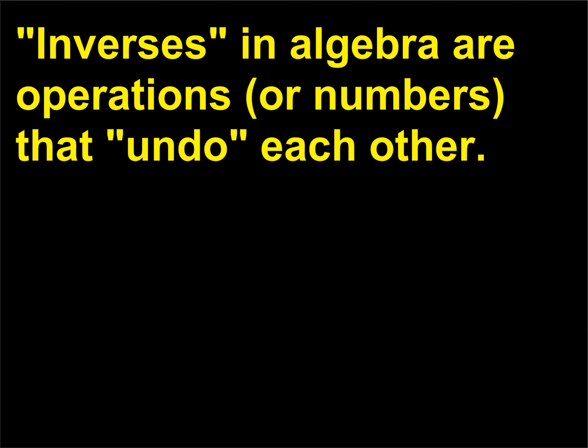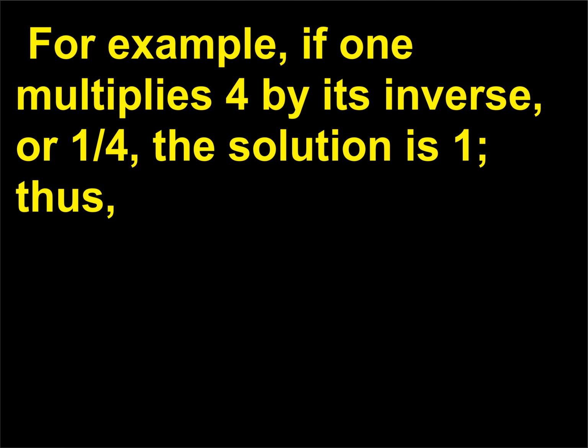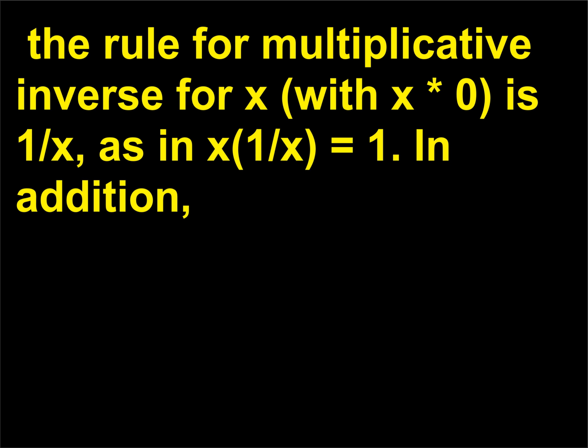Inverses in algebra are operations, or numbers, that undo each other. For example, if one multiplies 4 by its inverse, or 1/4, the solution is 1. The rule for the multiplicative inverse of x, with x not equal to 0, is 1/x, as in x times 1/x equals 1.